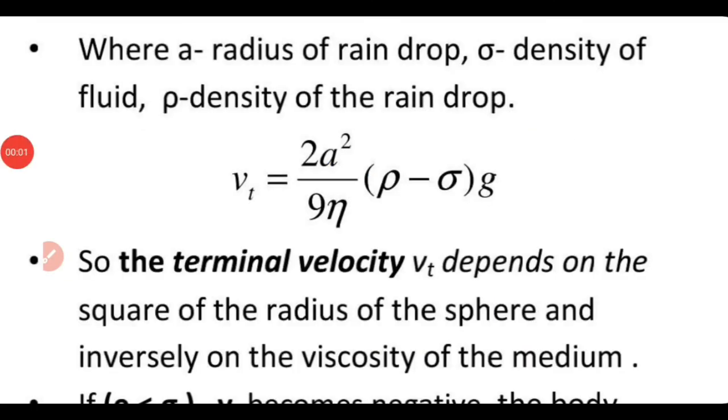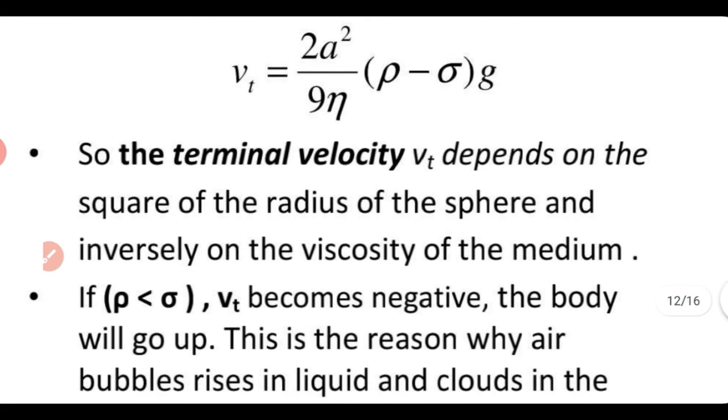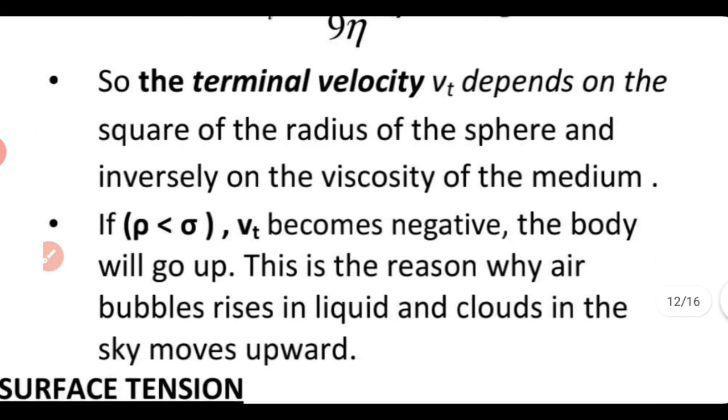So we have the expression for terminal velocity as 2a square by 9 eta into (rho minus sigma) into g, where a is the radius of the substance, or in the case of a raindrop, it is the radius of the raindrop. Sigma is the density of the fluid through which it is falling, and rho is the density of the solid substance. If we are considering a raindrop, rho is the density of the raindrop. So we can say terminal velocity depends on the square of the radius of the sphere, and it is inversely proportional to the coefficient of viscosity of the medium.